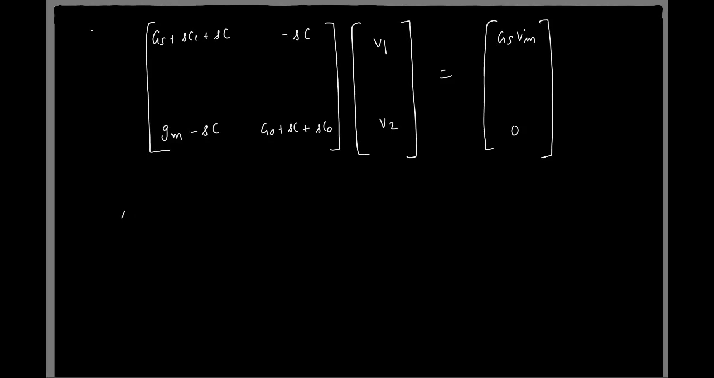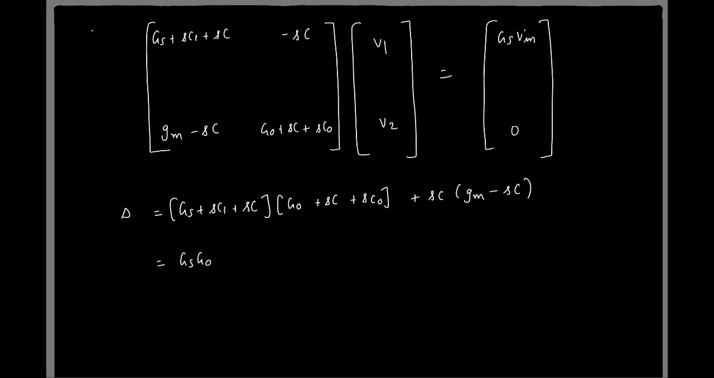So what is the determinant, delta? Cramer's rule, everyone is familiar, right? Okay. So what is the delta? This determinant. So GS plus SC1 plus SC, times G0 plus SC0 plus SC, minus the other product. Okay, so let's expand it. I'll expand in powers of s. The constant term is what? GS times G naught. That's the only constant term we'll have.